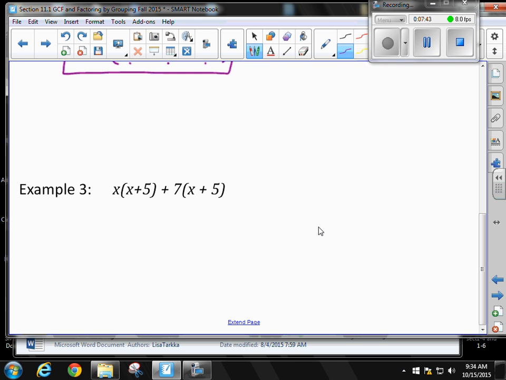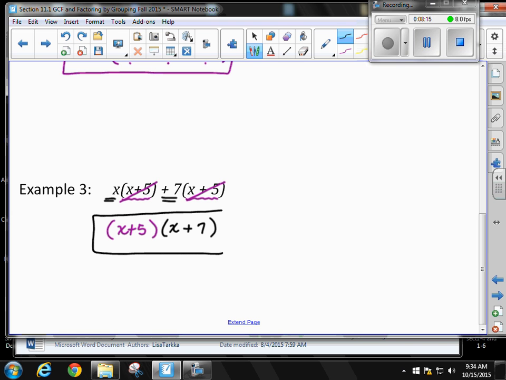Example number 3 is a little bit different here. We only have one addition sign that's outside of our parentheses, so we want to look at what's inside the parentheses as being a factor. And if I have exactly the same things inside the parentheses and it's being multiplied by something else, that is going to be my common factor. So my common factor is x plus 5. And then I want to go back and look at what's left. I have x plus 7, so I put what's left inside parentheses. And then this expression is factored.